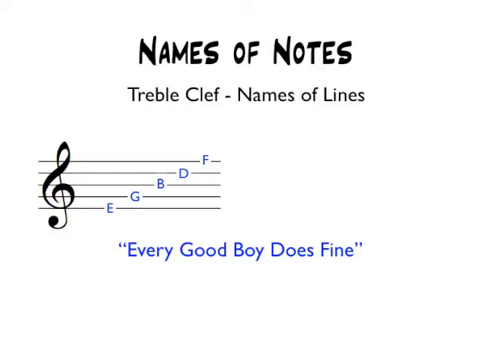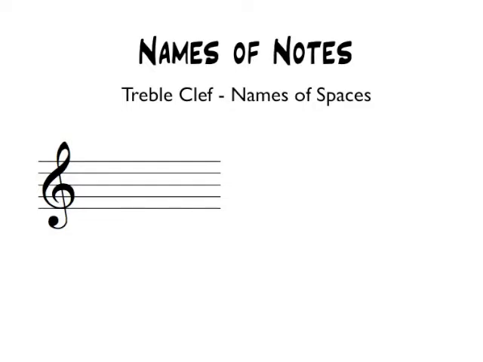Okay, so now let's go to the names of the spaces. The bottom space is F. Second space from the bottom is A. Next space is C. And then the top space is E. And remember, those other areas outside the lines not considered part of the spaces. So it's just those four, and it spells face. So that's pretty easy to remember.